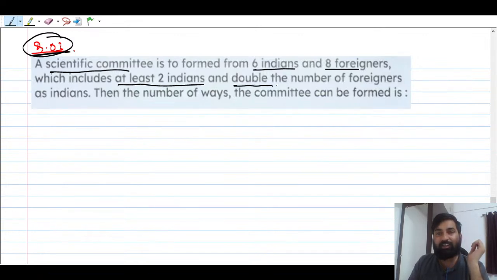And double the number of foreigners. Suppose you are going to take 2 Indians, so how many foreigners will be there? 4 foreigners will be there, right? That is very important. So they did not mention here how many members are there in the scientific committee, right?